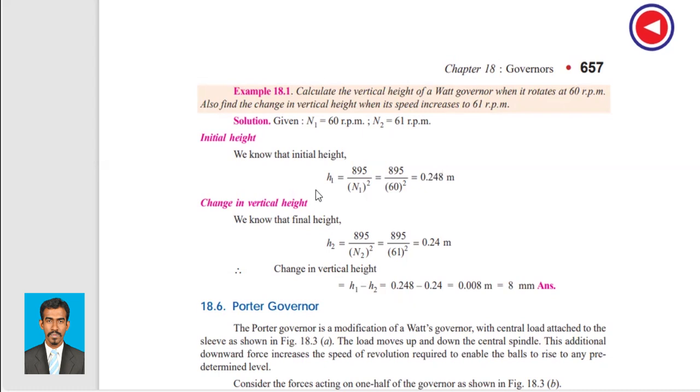So there you can see h1, the height, is 0.248 meter at 60 rpm. When the speed is low, the height is high. When the speed is high, the height is low, right? So it is inversely proportional, right? So there you can see the change in the vertical height is 8 millimeter, right?